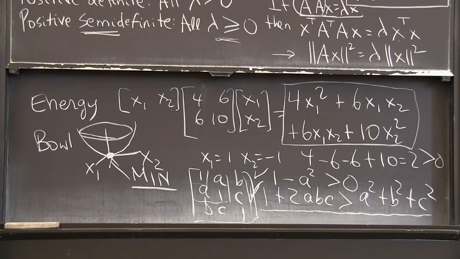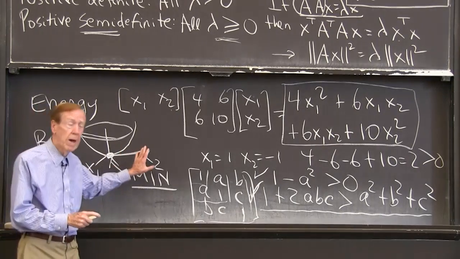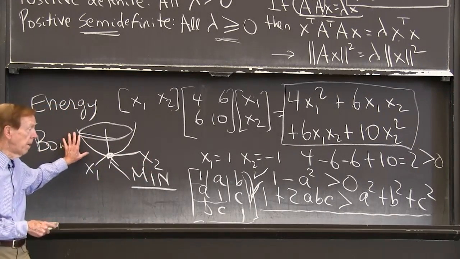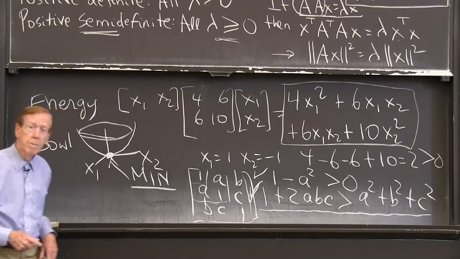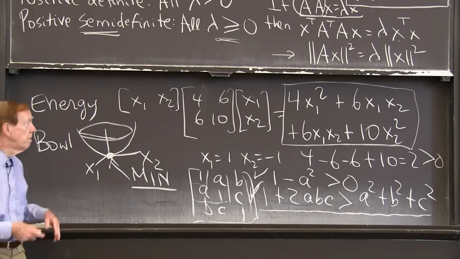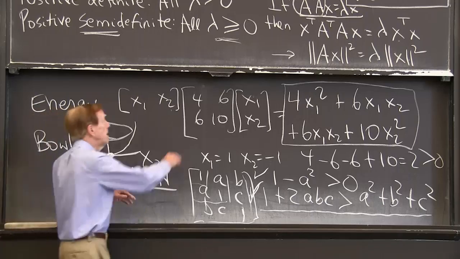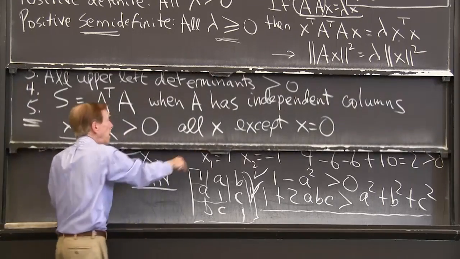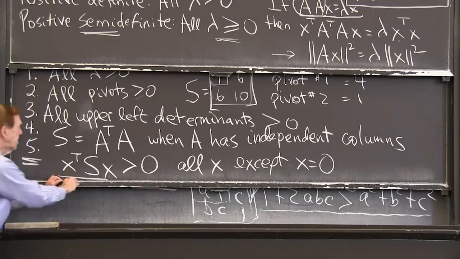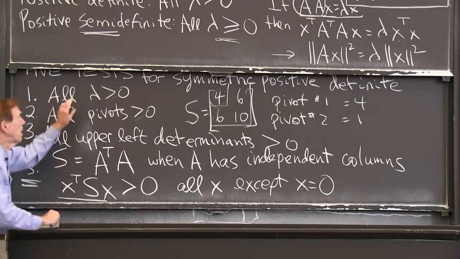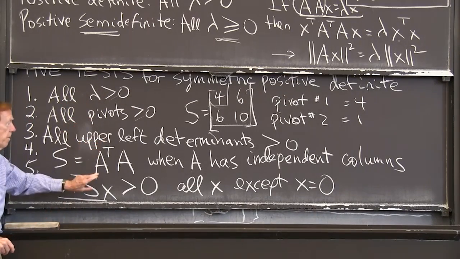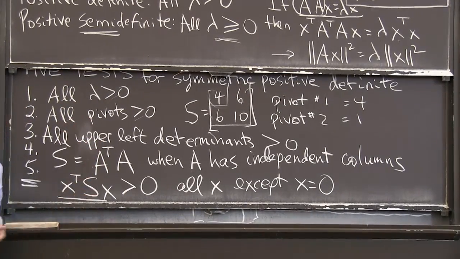Good. So positive definite matrices have lots of applications. Here was minimum, here was correlation matrices and finance, many, many other places. Let me just bring down the 5 tests: eigenvalues, pivots, determinants, A transpose A, and energy. And I'll stop there. Thank you.